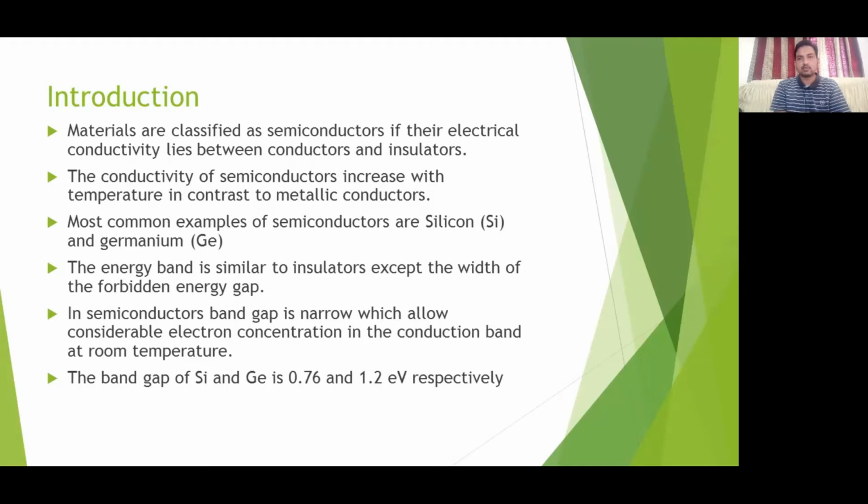This is in contrast to the conductors, where conductivity decreases if you increase the temperature of the conductor, due to the increase in phonons or thermal vibrations of the atoms. However, in semiconductors, if you increase the temperature, you get more free electrons, so more conductivity. The most common examples which we study are silicon and germanium, which belong to group 4. Both have 4 electrons in their outermost shell.